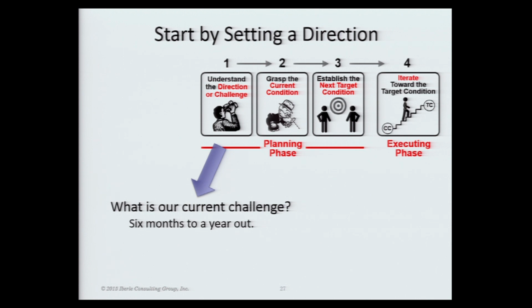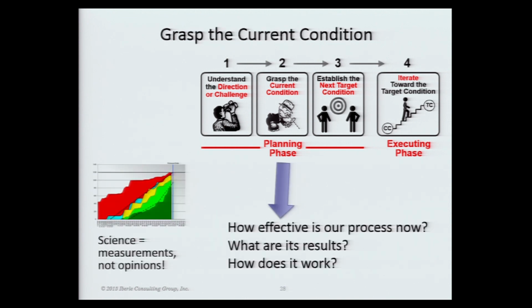So you start with setting a direction, and that's usually six months to a year out, and then you look at the current condition. So your current condition, you're really asking, how effective is our process now? And you concentrate on the bottom line, not on what our process is like, but what the results are. If you're talking about quality, then what are the quality results? How many defects do you typically have? You know, defect density, that kind of thing. If you're talking about speed or market share or velocity, getting measurements for those things.